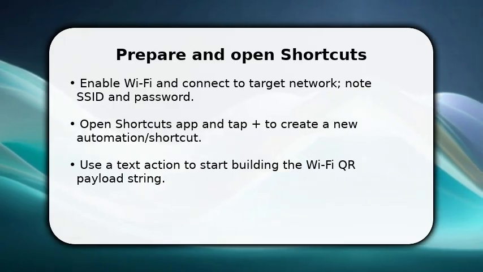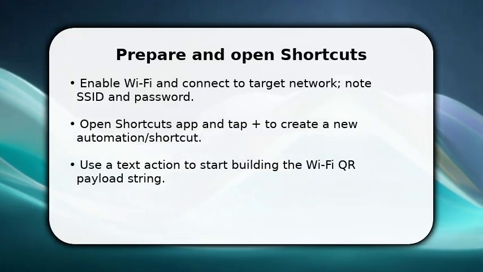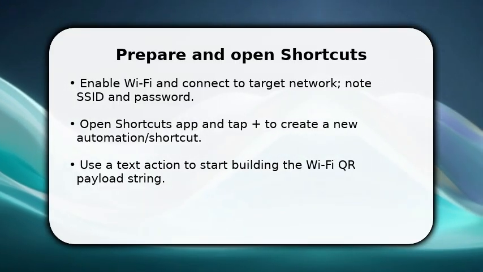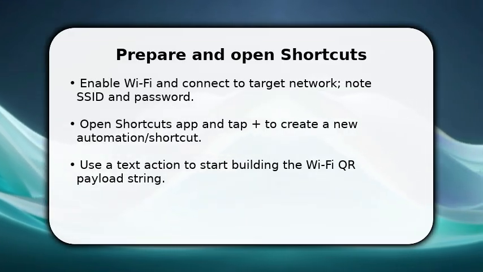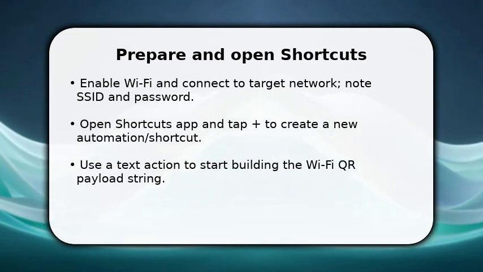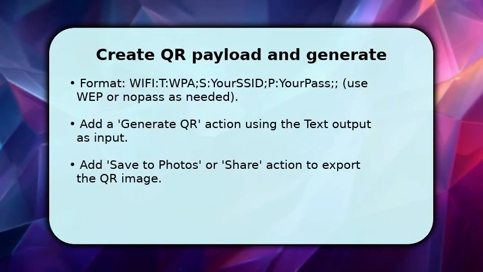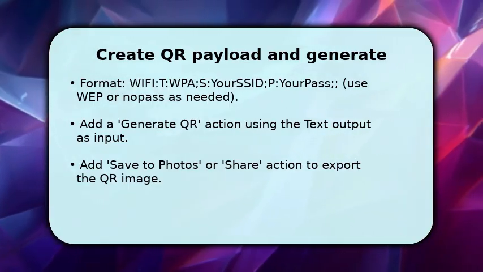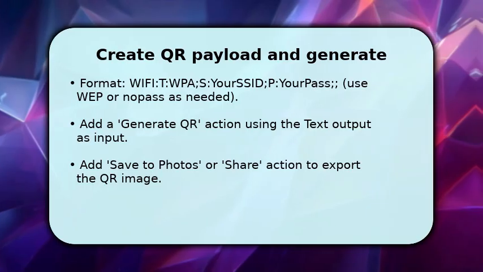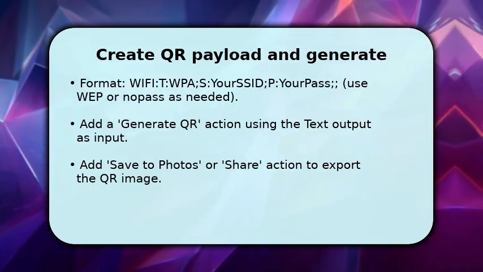Add a text action immediately and begin the Wi-Fi QR payload with the format the scanner expects, so the QR will auto-join other devices when scanned. Now build the payload string using the standardized format: WIFI:T:WPA;S:SSID;P:password. Replace WPA if you use WEP or nopass for open networks.